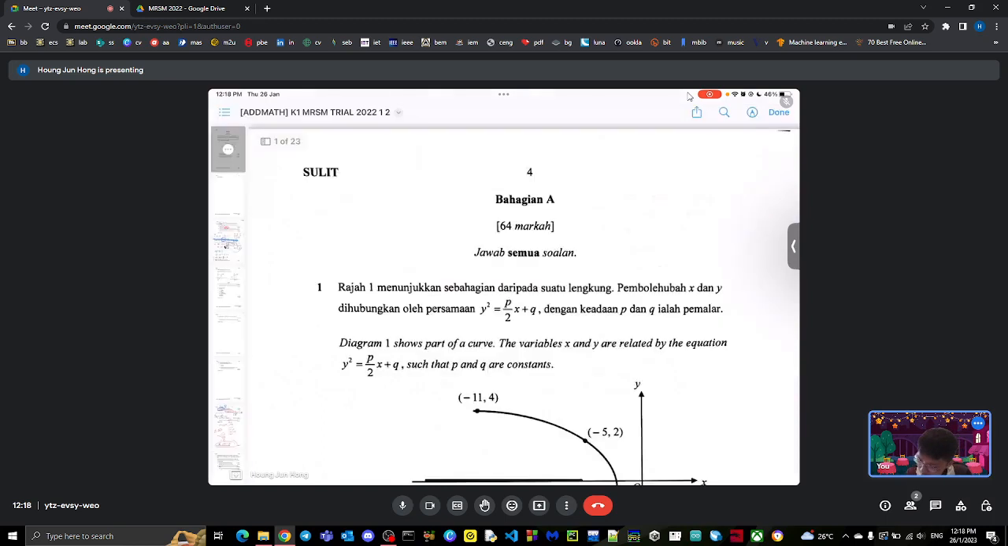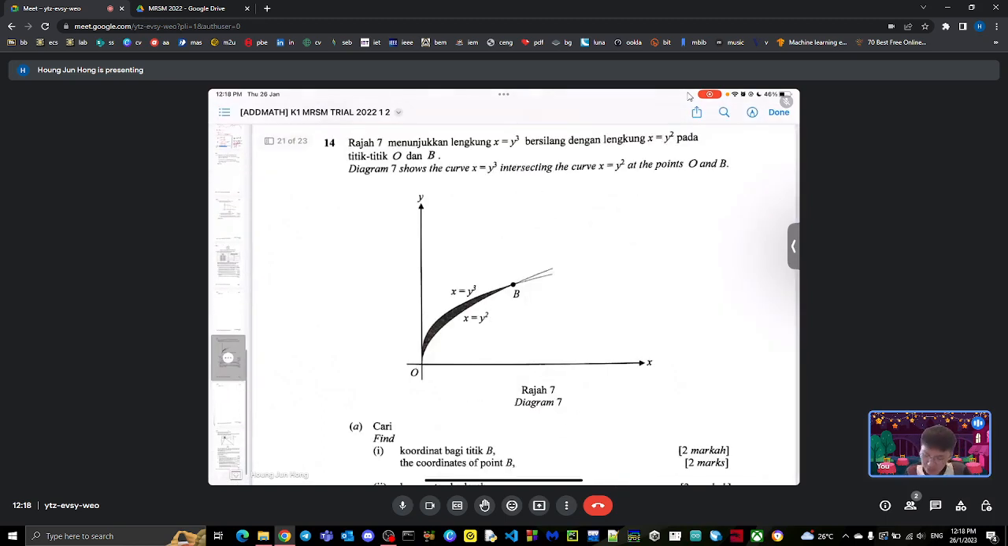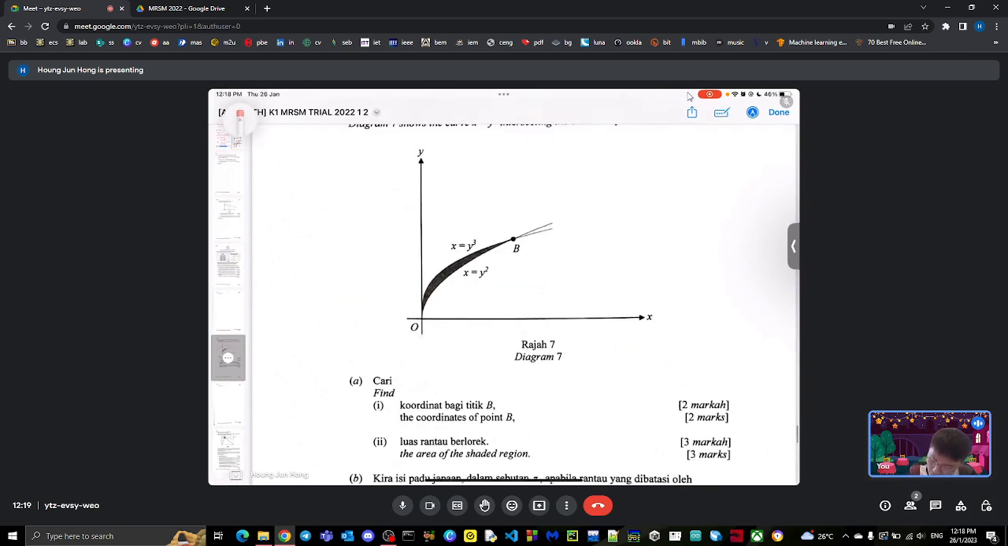Okay. Question 14. This is about integration. I mean, this is quite straightforward. Whenever you see graph like this, it should be integration, right? Yep. So now we want to find the coordinate of point B.